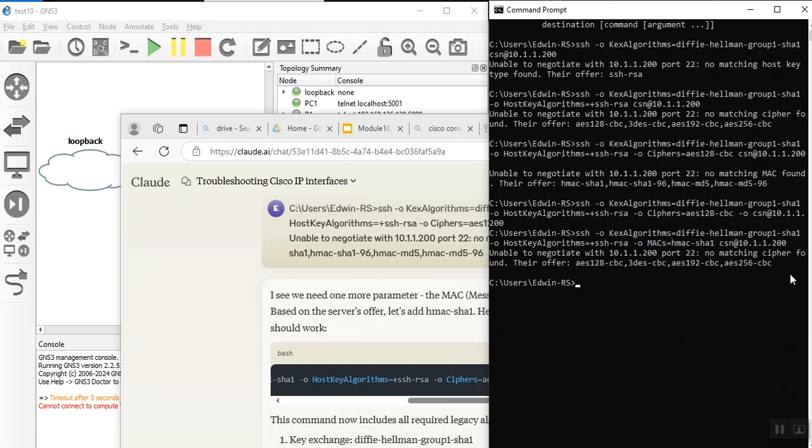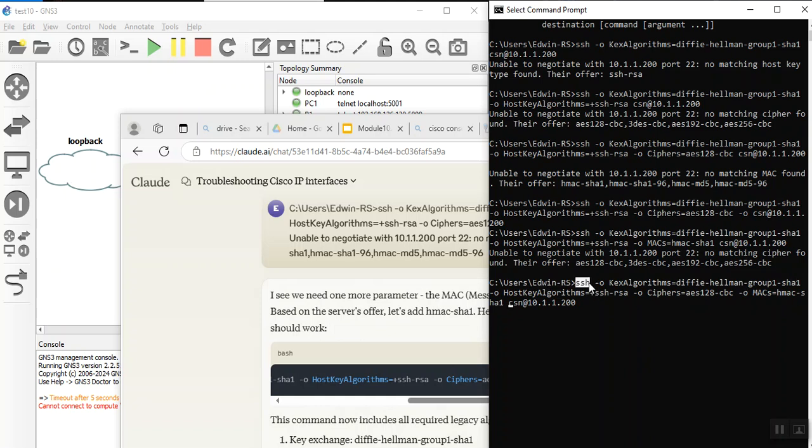Now, what do we have? No matching cipher found. Okay. We didn't put the... There's the cipher. Right? I had forgot to put that in. -o plus... I'll just type it in. MACs equals hmac-sha1. Okay, so let's just look at it real quick.